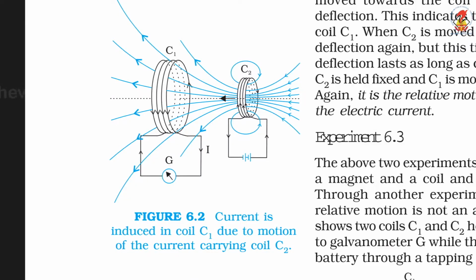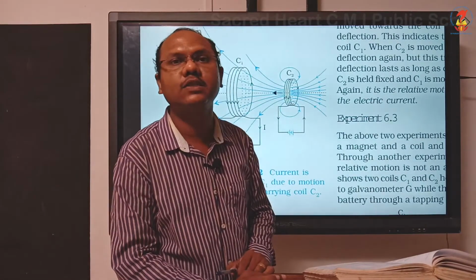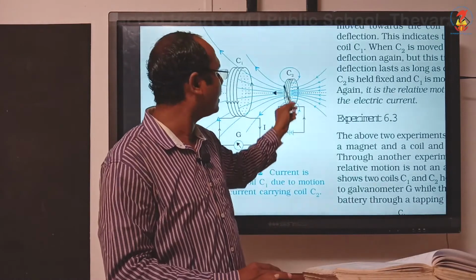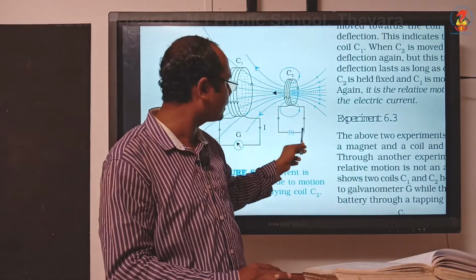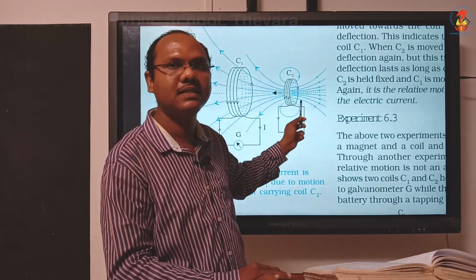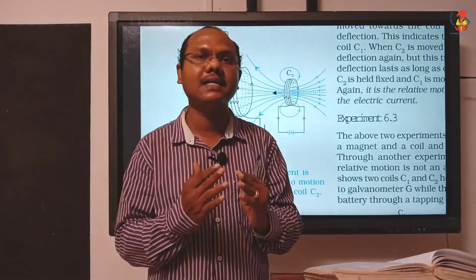Instead of using a bar magnet, he connected another solenoid to a battery. We studied in class 10 that when current passes through a solenoid, the solenoid behaves like a bar magnet. So instead of the bar magnet, he took another solenoid and connected it to a battery. This solenoid behaves as a bar magnet. He repeated the same pattern of the experiment and he got exactly the same result.